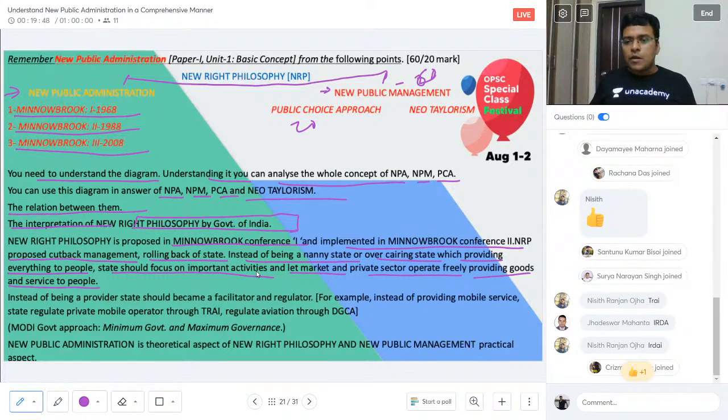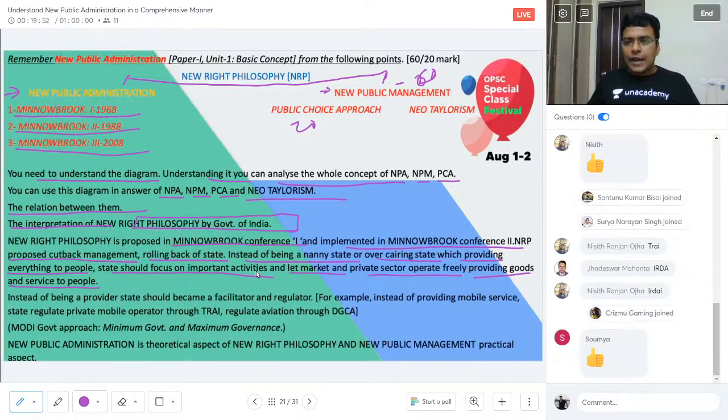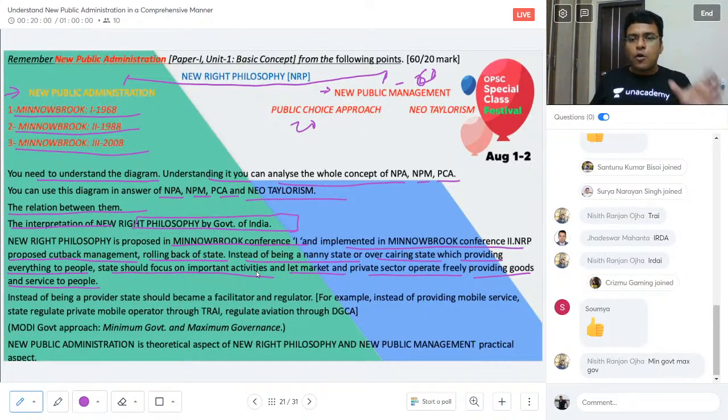Modi government's motto is what? Less government but more governance. This is nothing but an interpretation of new right philosophy. That small state but strong state. Modi government, minimum government, maximum governance. So the Modi government wants to sell Air India, wants to privatize everything.